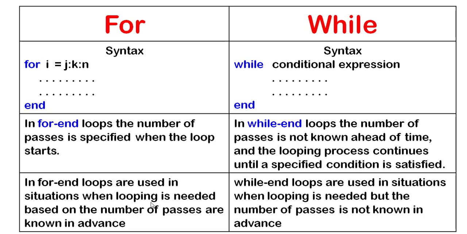For loops are used in the situation when looping is needed based on a number of passes. So here in the for loop, it should be very clear: the number of passes will be known in advance.